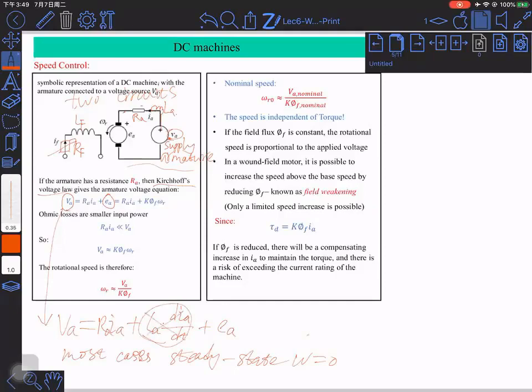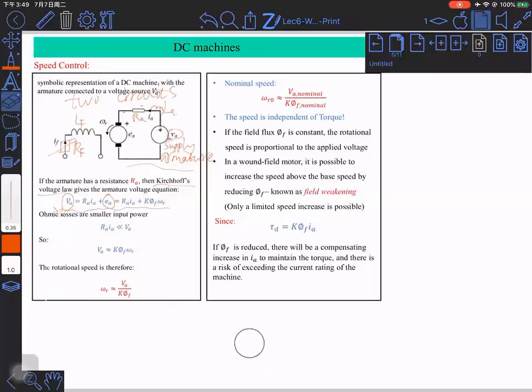So that's why in the steady state analysis, what we have is something like this. The most important thing in the steady state analysis is that we have the electromotive force in this equation, and that electromotive force is equivalent to K, which is a machine construction constant, times the field flux, here given as phi F, times the rotor angular speed.